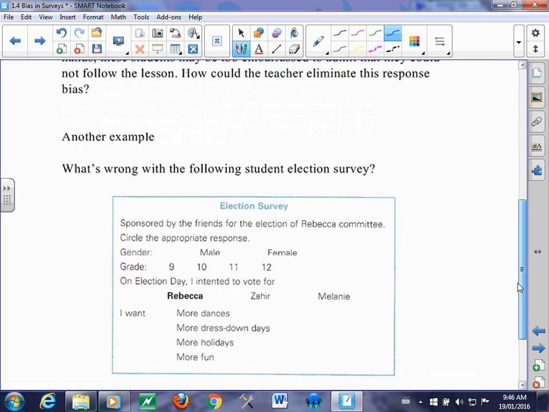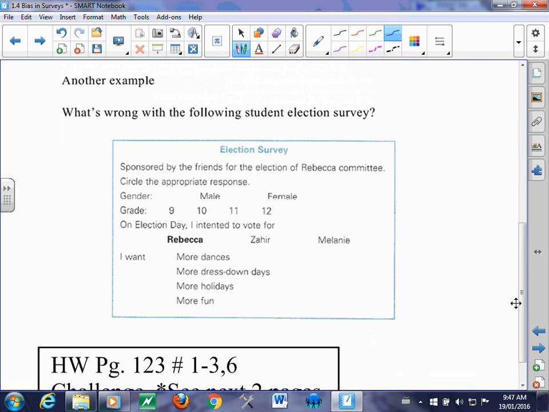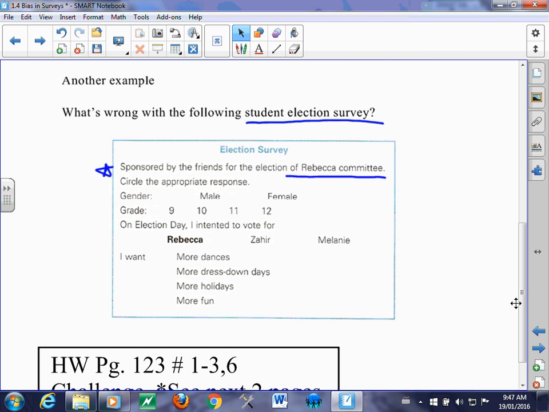the last one here. So what is wrong with this example here? This is a student election survey, okay? And we've seen these before. First of all, you notice that it says it's sponsored by the Friends for the Election of the Rebecca Committee. Circle the appropriate response. Taking a look at your first question here, gender, male, female, that's okay. Grade, that's okay. Grade 9, 10, 11, 12, everything looks okay. And on election day, I intend to vote for, notice there's a bolded one here, okay? So there's a bias there.